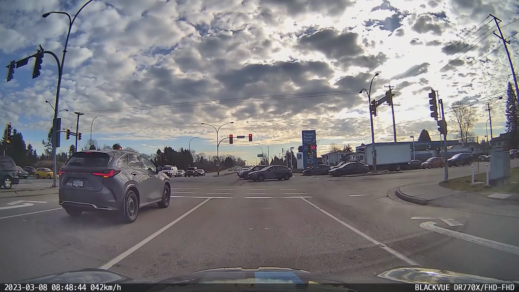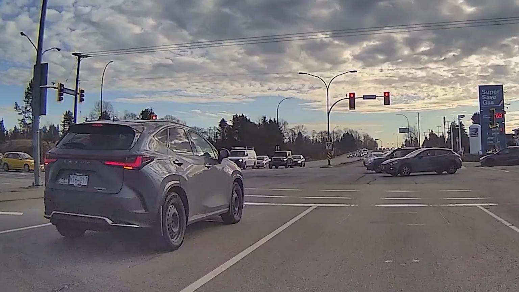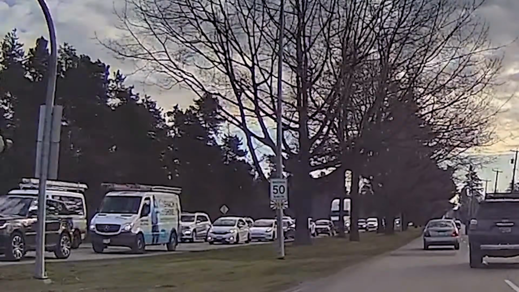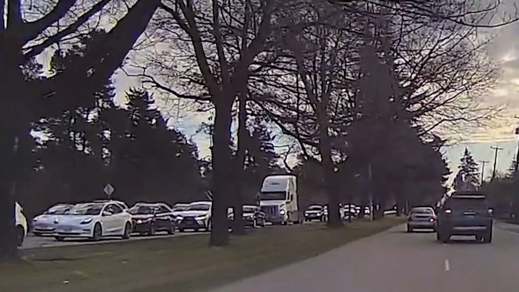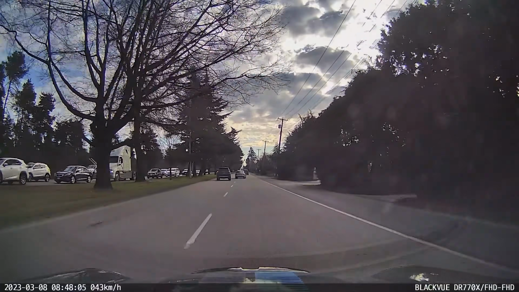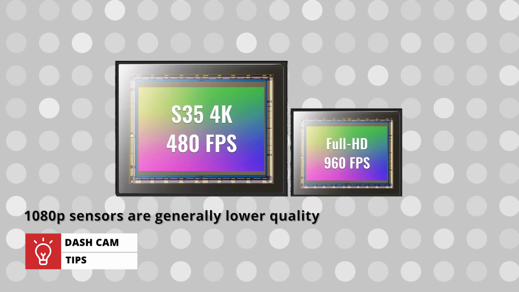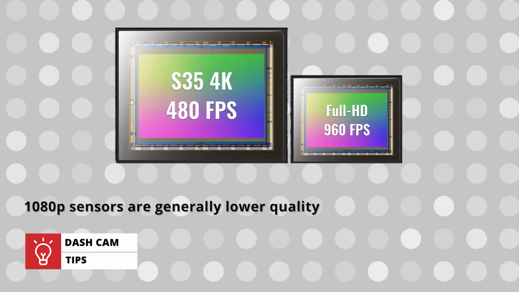As we can see in the footage, capturing license plates at low speeds is possible, though capturing the oncoming traffic is a bit more difficult. Beyond that, you'll notice how some of the colors are more muted, edges are edgier, which is because of how few pixels there are. Since 1080p sensors are generally lower quality, the range of colors they can capture in the first place is generally more limited.